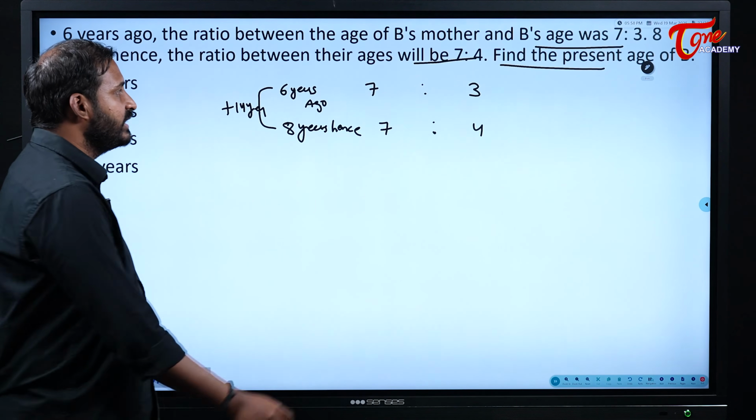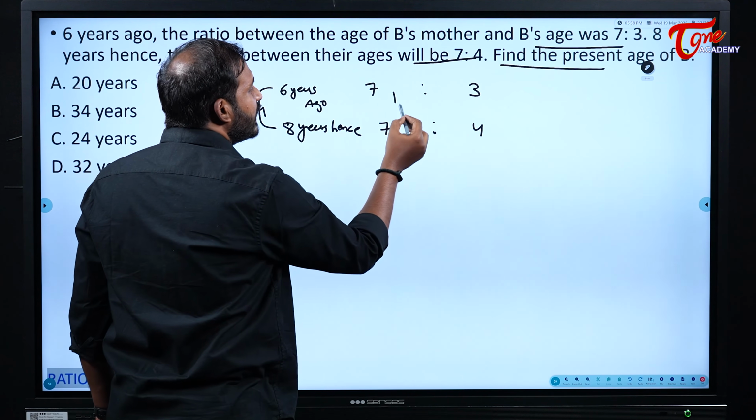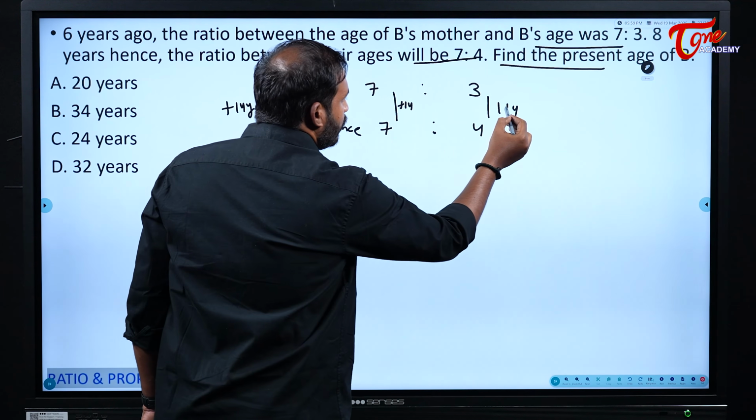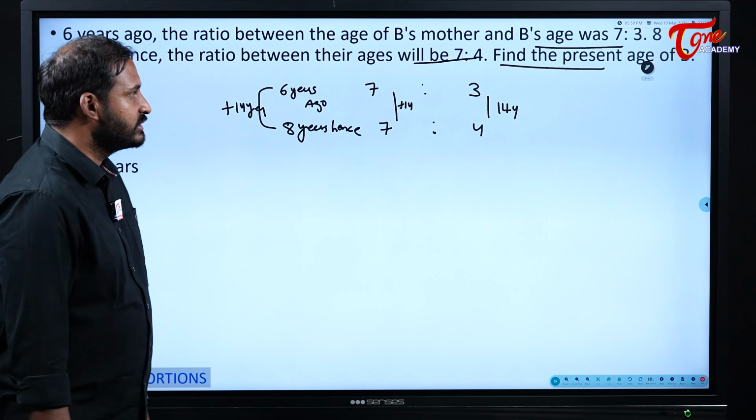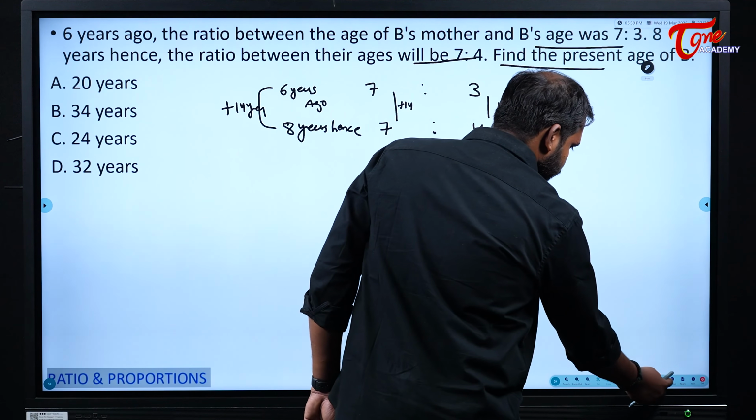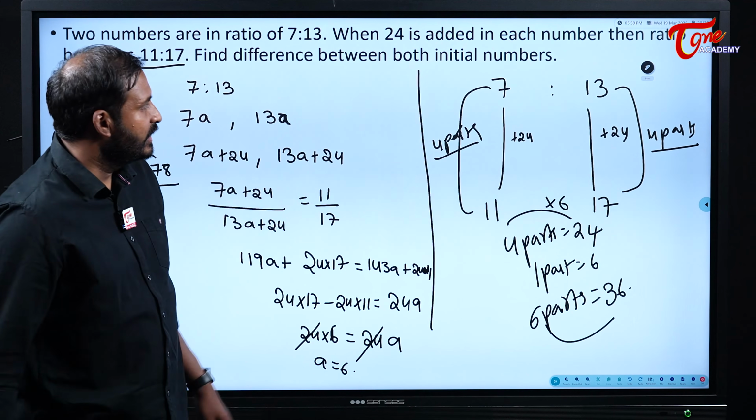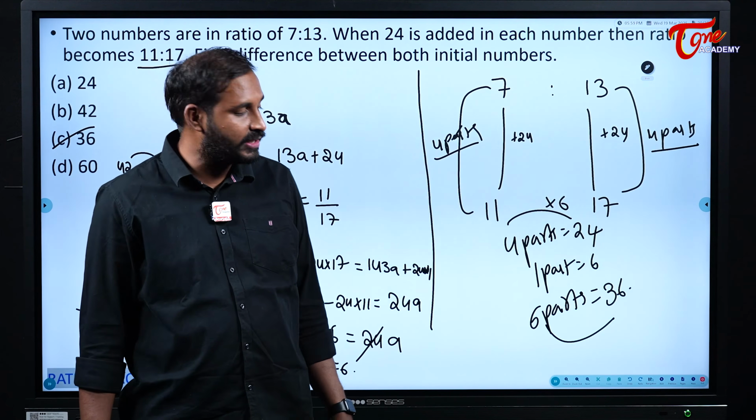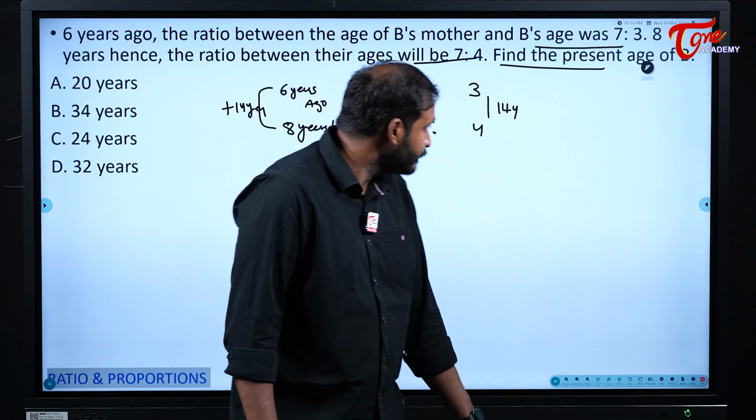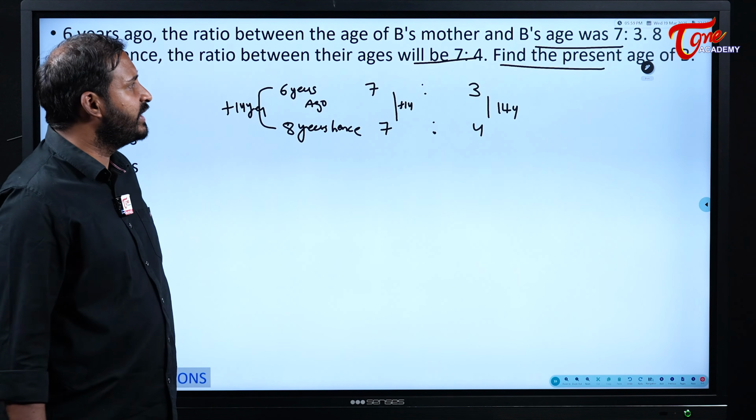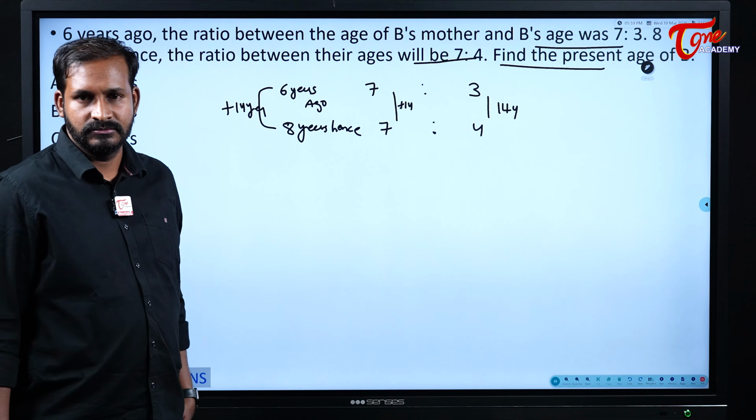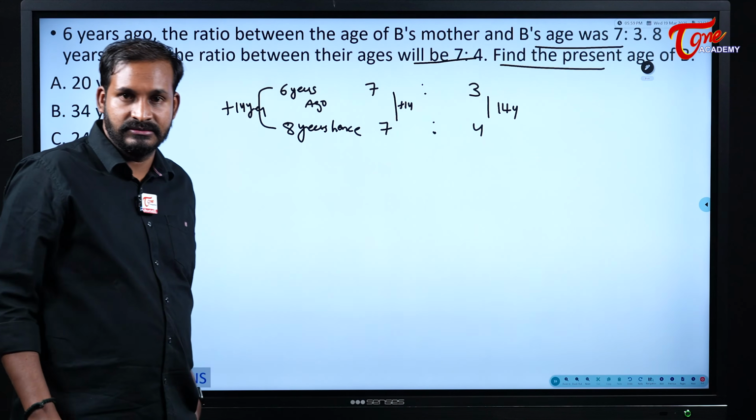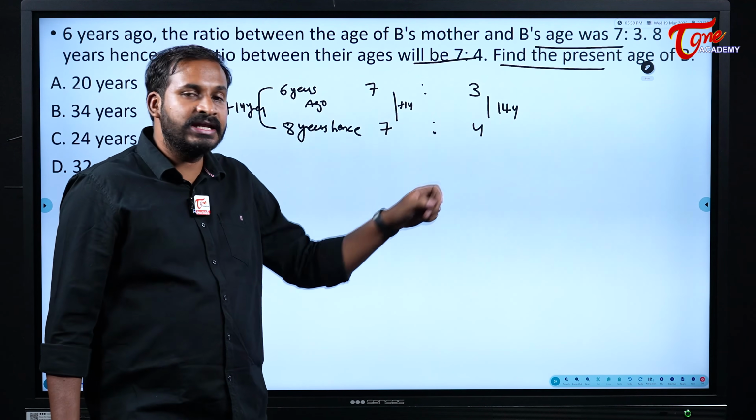That means from here to here, for both the people we are adding 14 years. If you go back to our previous problems, the last but one problem, please see here. If we add anything constant, the difference in the ratios will be equal, I told you, right? But please observe here. Here both should be increased by 14 and 14. But here the difference is 0 and here the difference is 1.